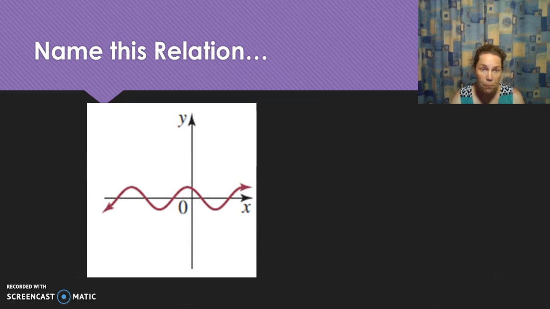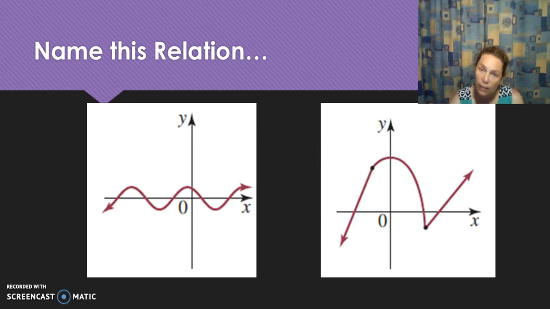Let's try it again. Think about this one for a moment. And now think about this one. Let's go back to the one on your left. As we scan down, the line is crossed many times by points at various x values, but as we scan across, there's only one point at any time. So it's a many to one.